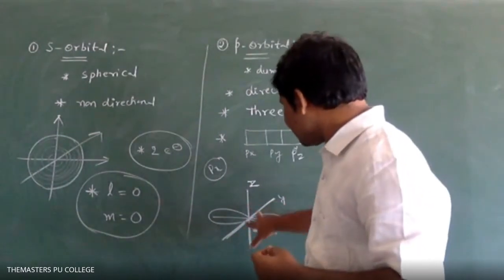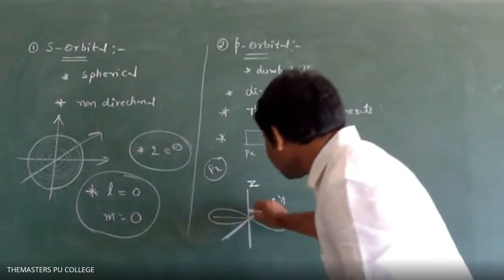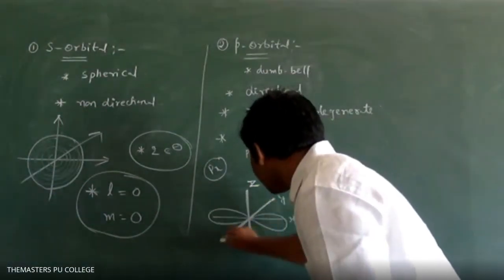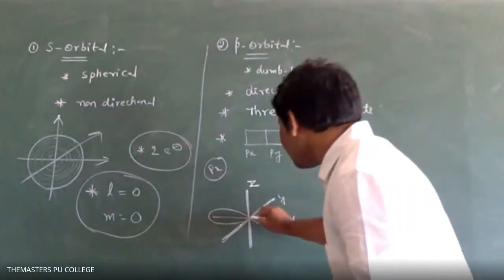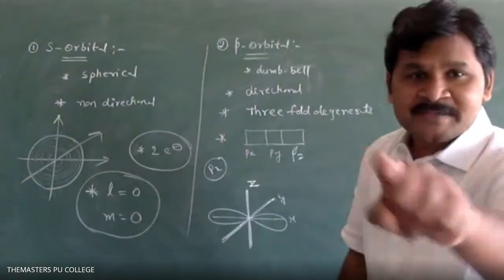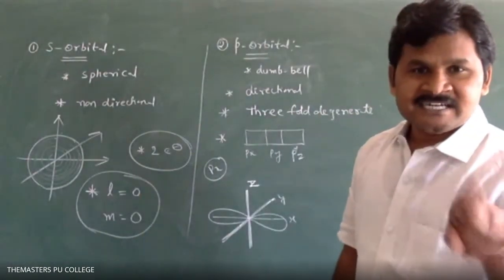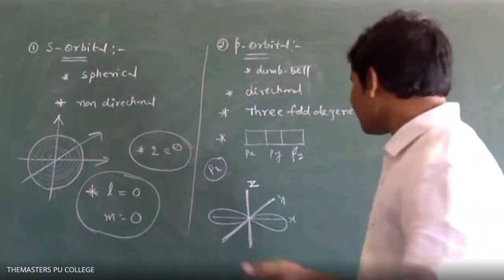On these two axes, electron is absent. So this is the plane. Plane means what? The cutting line is called plane. So that's why the ZY plane is the nodal plane for the px orbital. ZY plane is the nodal plane for the px orbital.